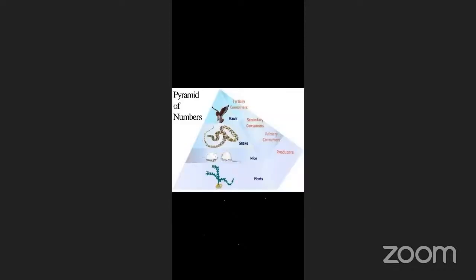For example, if you have some thousands of plants, there will be only a small number of primary consumers feeding on the plants. Then there are still fewer secondary consumers feeding on primary consumers. And finally, the tertiary consumers will be very, very few in number. So based on the number of individuals at each trophic level, we usually get the normal pyramid. That means the base is wide, and when you come to the tip of the pyramid, it is narrow.